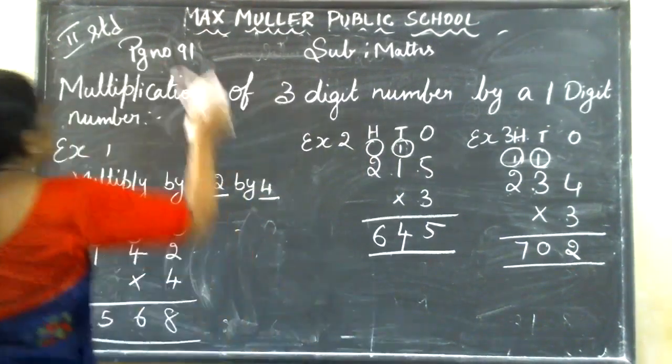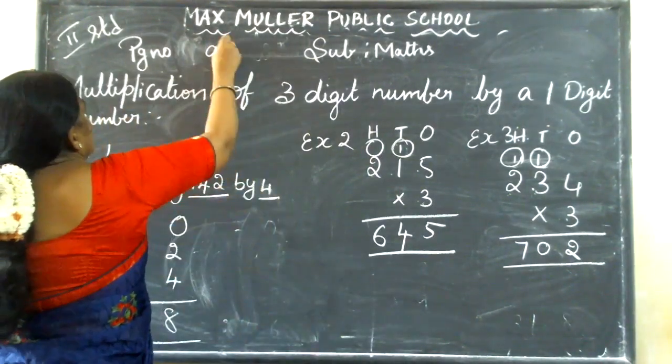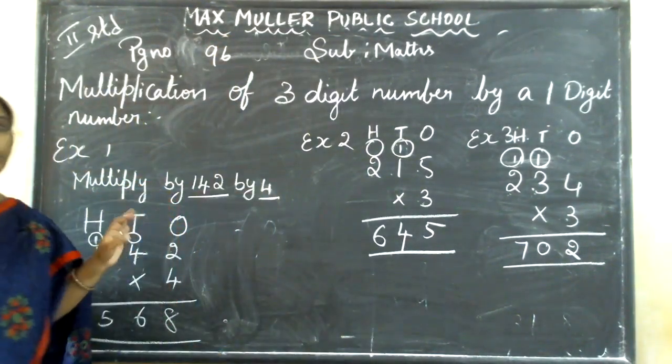Exercise number 6. I'll give 2 minutes to write in the rough note, children. Finish it neatly.